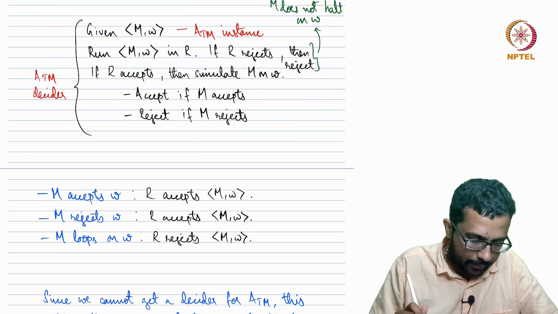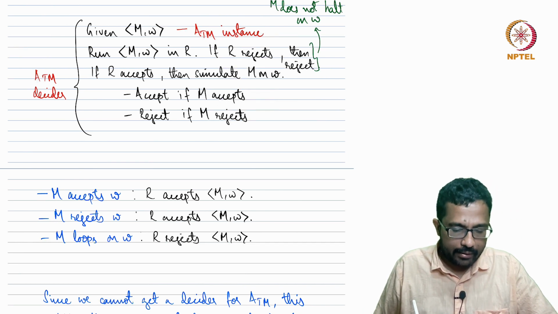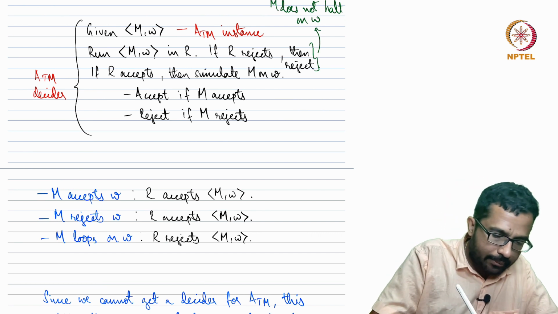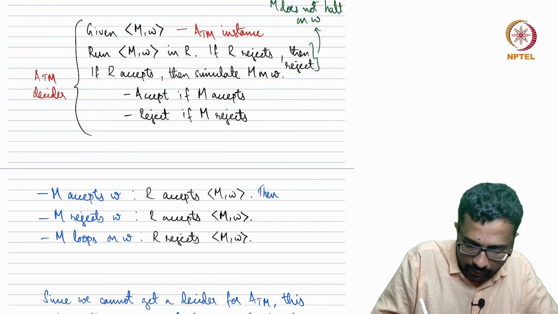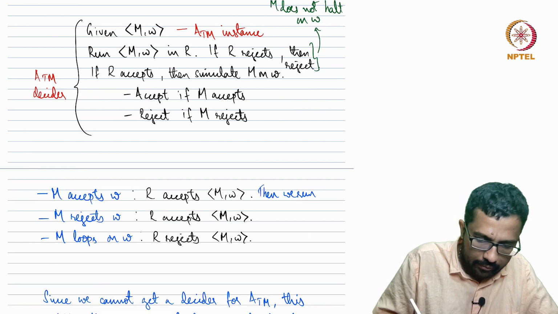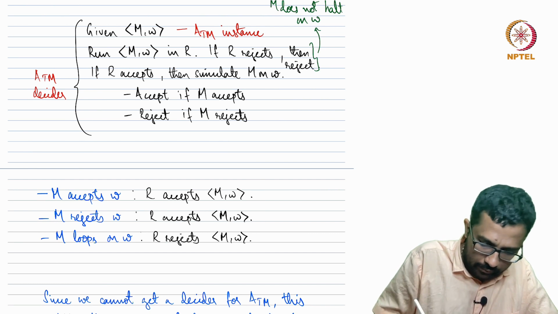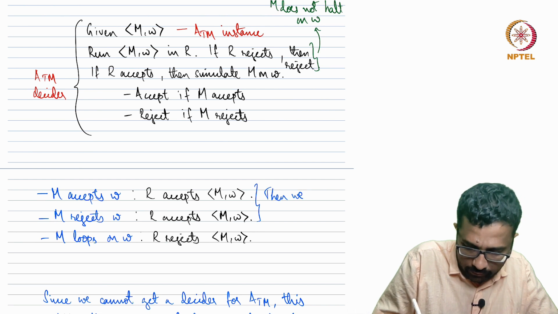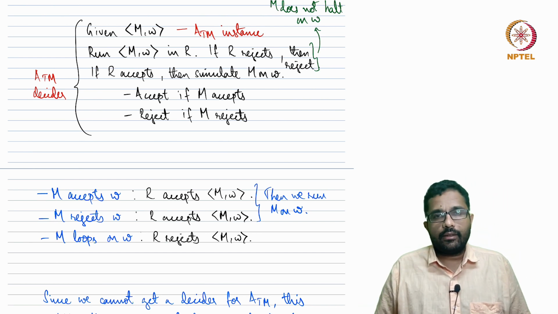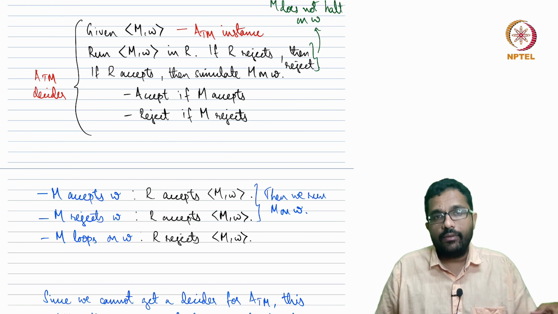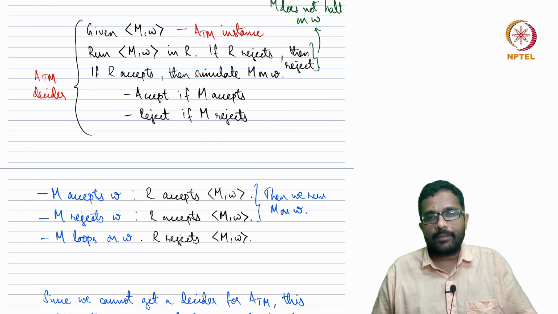So I've just written some table, the same thing that I've been explaining. If M accepts W, right, then R accepts M comma W, right? And then we can say then we run. Then we run M on W. If M rejects W, even then it is halting on W, right? So in that case also the decider for HALT-TM R should accept M comma W.